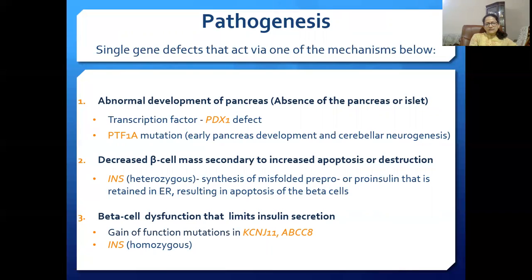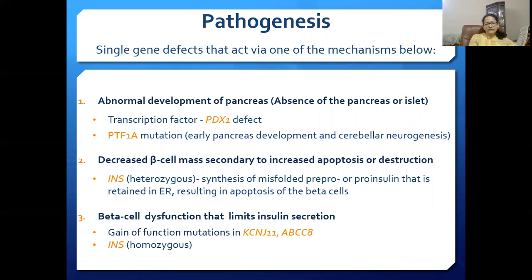The second mechanism is decreased beta cell mass secondary to increased apoptosis or destruction. And the most important example is heterozygous defects in the insulin gene. So this causes synthesis of misfolded pre-proinsulin or proinsulin that is retained in the endoplasmic reticulum and results in apoptosis of the beta cells. So here, even though the defect is in the insulin gene, the problem ultimately is that the beta cell mass becomes very low.